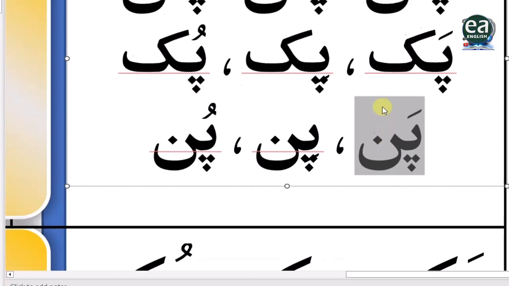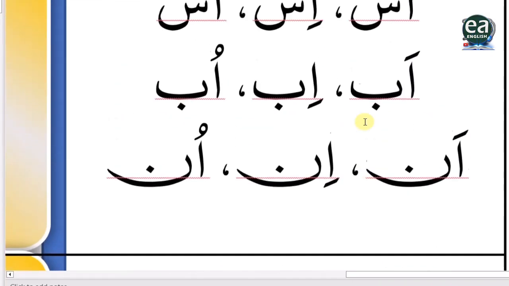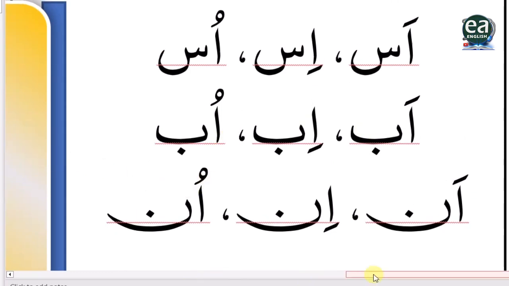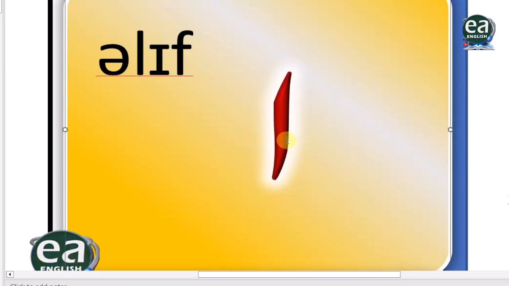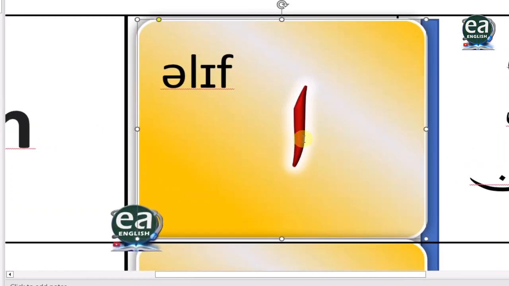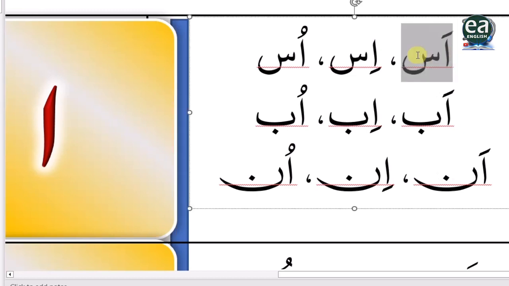Okay, let us go back to our first letter which we were learning today, that I told you to meet and say hi to: alif. Hi, alif. And it is written like this. If we write it with seen, it becomes us. And if there is bay after alif, then it becomes ab, ib, ub.